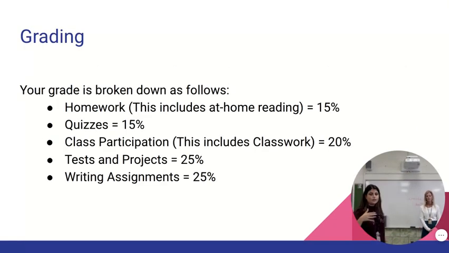So as far as grading goes, grading looks a little bit different. As you know, last year students had benchmarks as a quarterly assessment, but we took away benchmarks, so the grading is a little bit different. So homework is 15%, quizzes are 15%, class participation, which will include Zoom sessions if they attend, is 20%, tests and projects are 25%, writing assignments are also 25%.